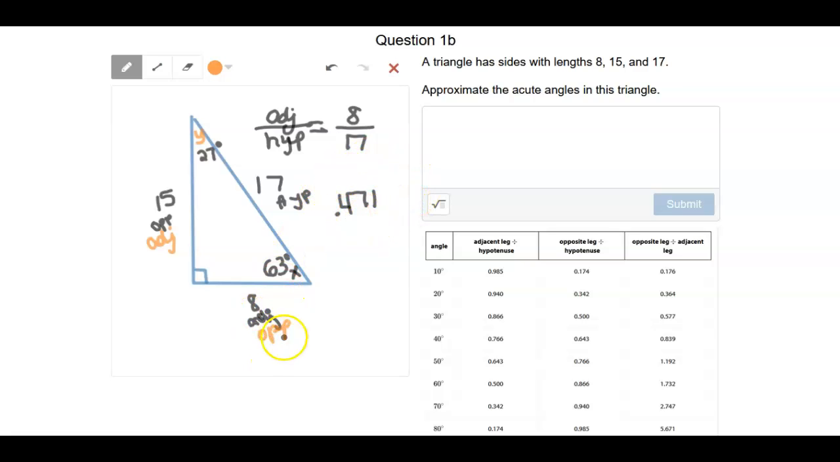but because we're using the opposite and the hypotenuse, we're going to look in this one. So we're looking for 0.471 again. It's in between these two, and it's probably a little bit closer to 30 than it is to 20, so 27 makes sense.